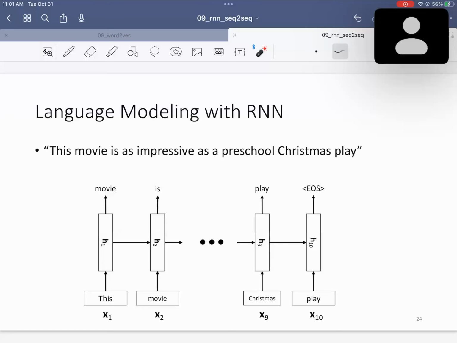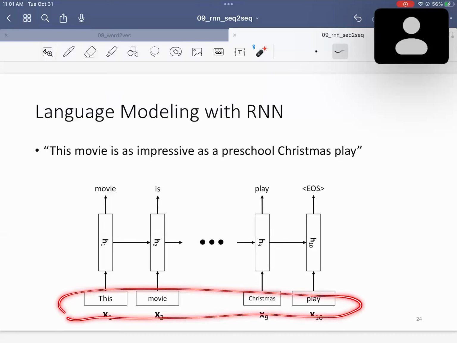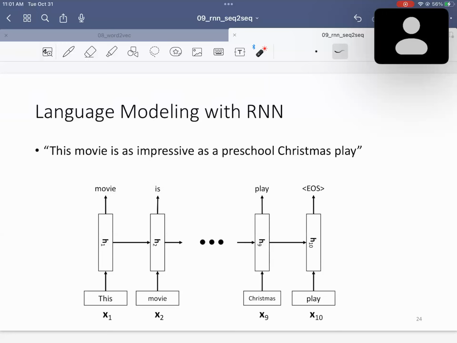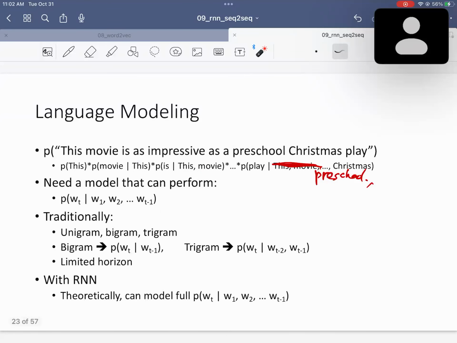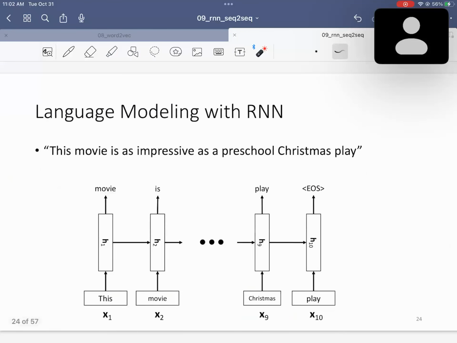So how would you train an RNN to behave as a language model? It's very simple. The input is the same as before in the sentiment classification, but for the output, you don't wait until H10 and then plug H10 into logistic regression. You don't do that. Instead, you need as many predictions as the number of tokens, because you try to predict the next token. Given this as the input, you need to be able to predict the next word, because what you're trying to do is predict the next word given the history. So given the history, you're trying to predict the next word, movie.